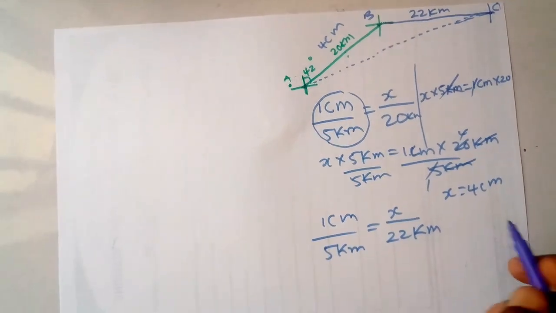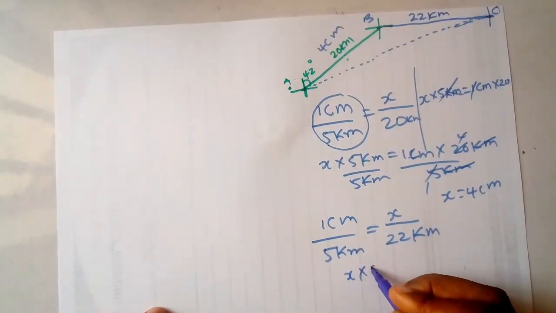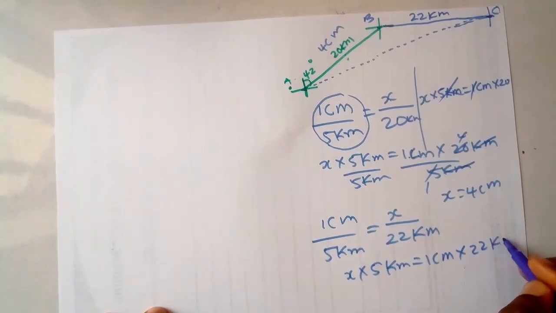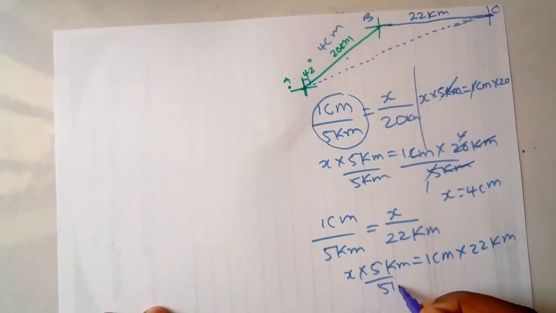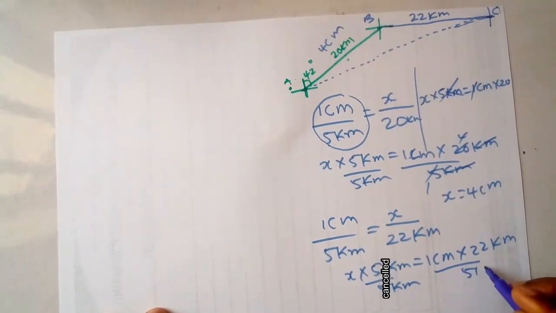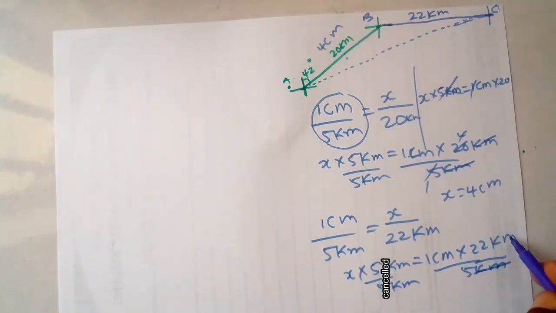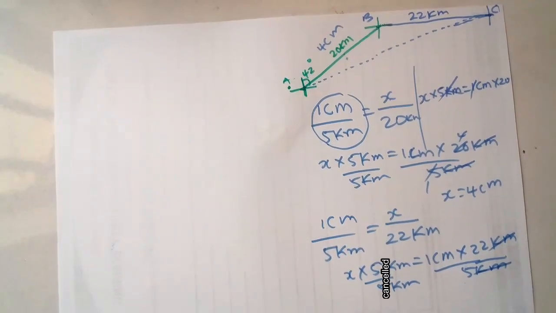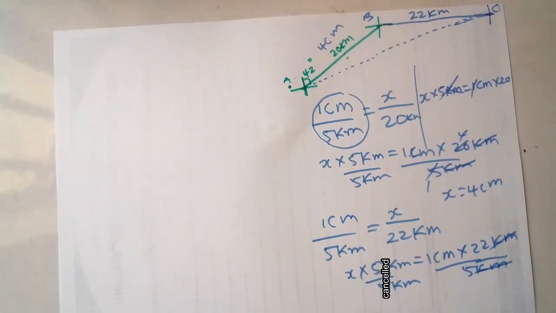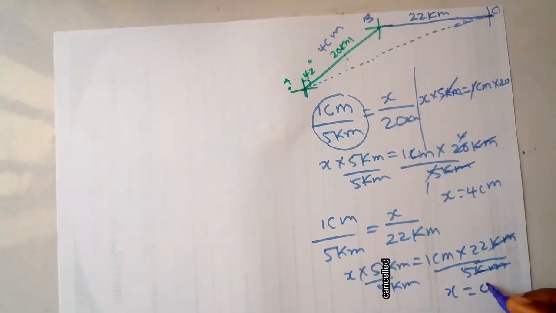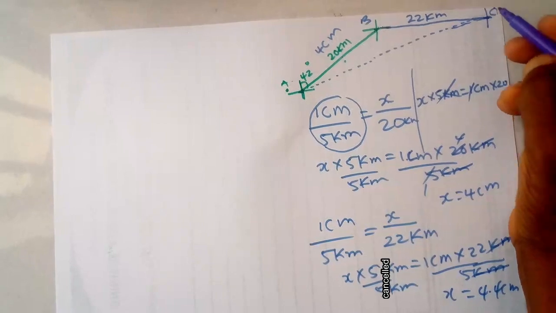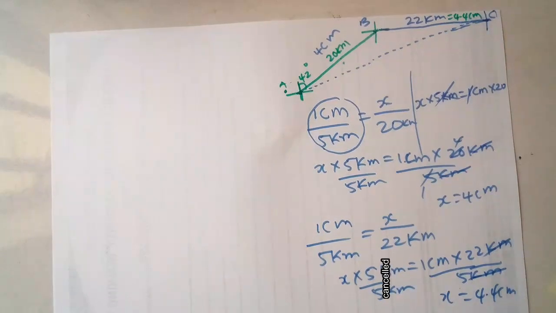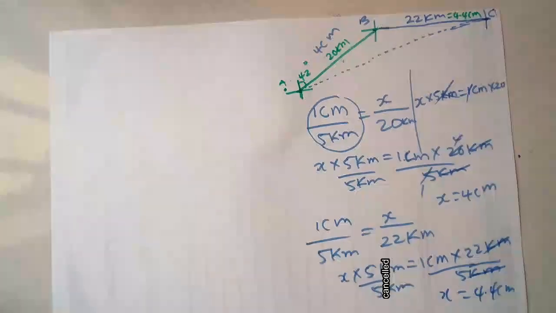All right, so we cross multiply. x times 5 kilometers is equal to 1 centimeter multiplied by 22 kilometers. Again, divide both sides by 5 kilometers. Kilometer cancels kilometer. So we divide 22 by 5. That is 4.4. So x equals 4.4 centimeters. So by the time we draw this, it's going to be 4.4 centimeters on drawing.